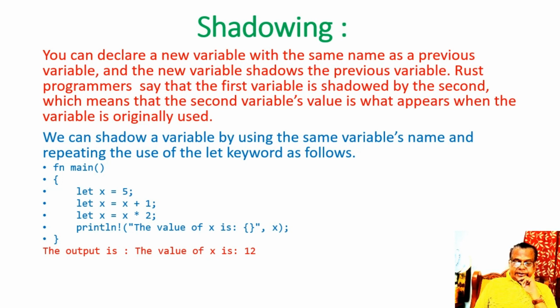Now let us just discuss this. fn is for function. Main. See, it is small letter main. So function main, that is the main function. Okay, open the brace, like in any other language. Then look, let x = 5; we are assigning the value 5 to x. So we are using the keyword let.